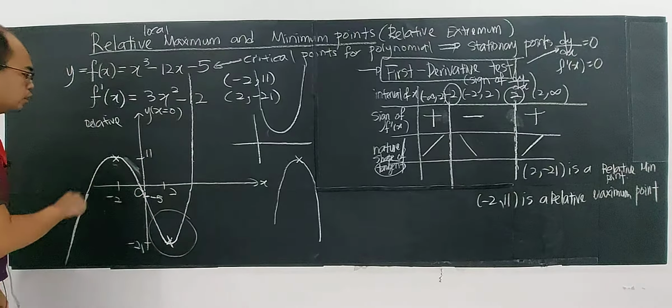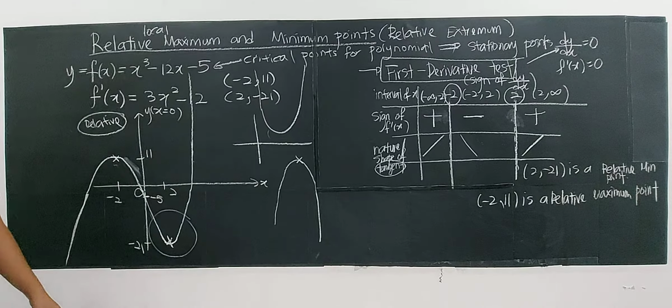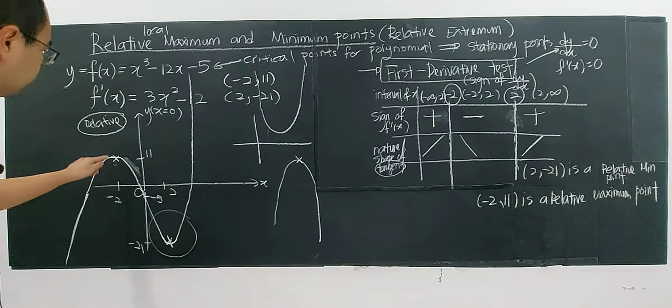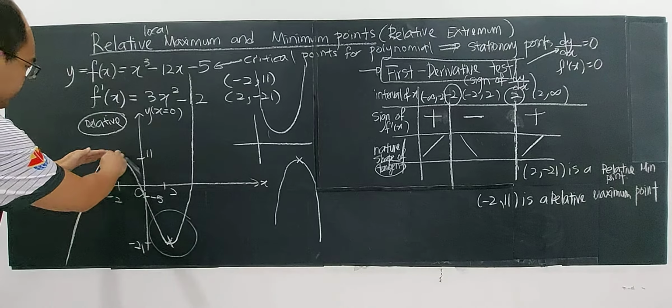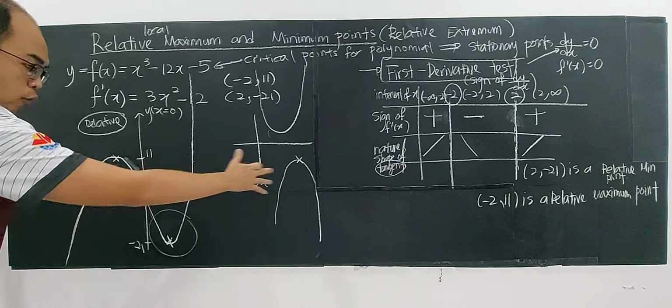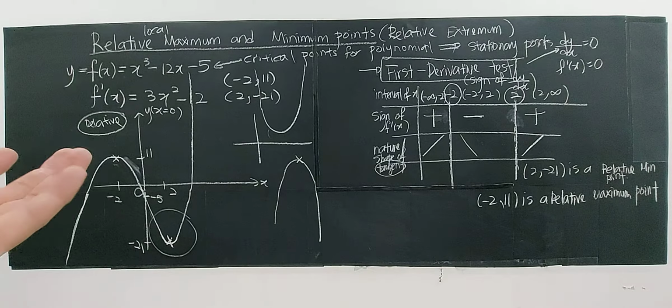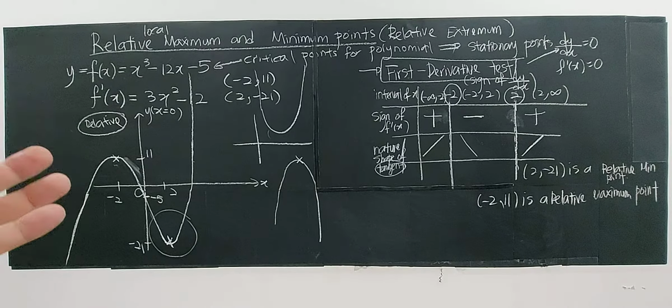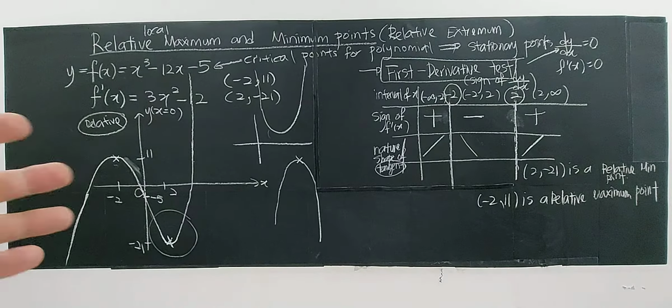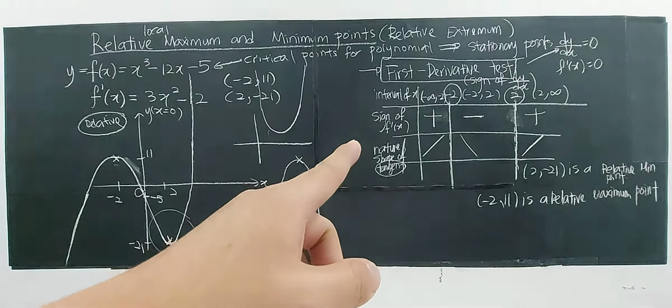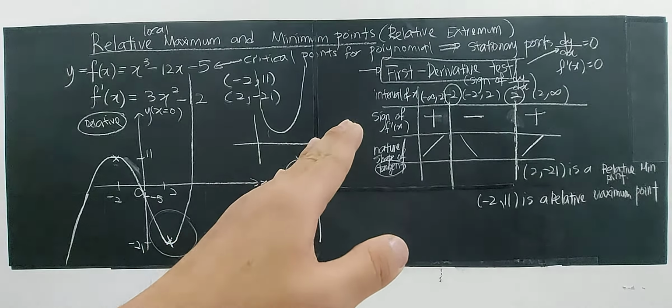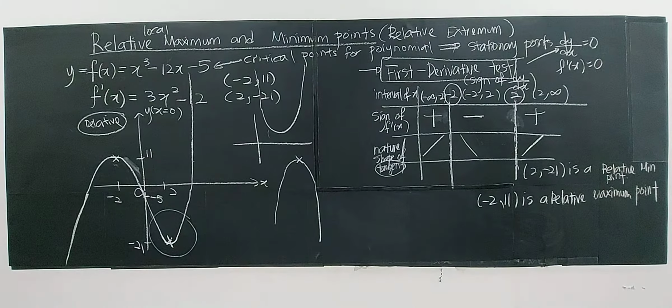But for cubic, we use the word relative. Why? Because yes, this is the highest point in this region, but not overall, because there are even higher points over the curve in other places here. So now I'm going to teach you how to use the first derivative test. Okay, this is the first derivative test.